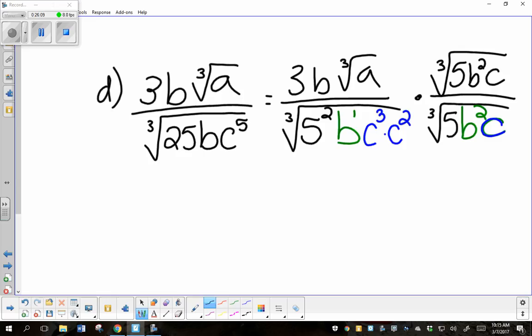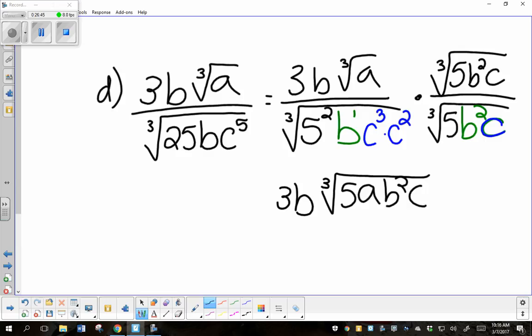I'm going to have to go down to the next line to multiply these. Yes, and that's good, right? Because we don't want to change the value of this fraction, so we multiply it by 1. It won't change, but it'll get rid of the root in the denominator. So let's multiply this. On the top, the 3b on the outside is going to stay on the outside. Then we have the cube root of 5a b squared c. I just stuffed all of that into one root.